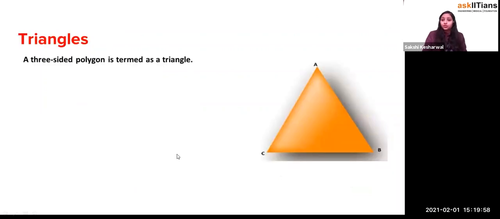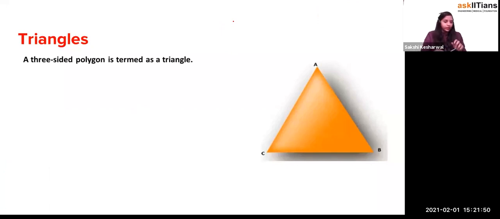Okay, so what is a triangle? We did what a polygon is in the last class. A polygon is basically a closed figure formed by line segments. In the last class we have done what is a polygon: a closed figure formed only by line segments is known as a polygon.